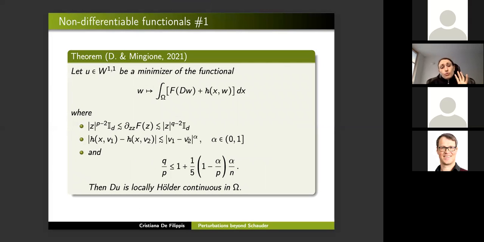So let's see if we can provide a non-differentiable counterpart of this result. I have F verifying p,q non-uniform ellipticity. And this was the very same result that I presented before, when the oscillation of the lower order term can be measured just by the distance of V1 and V2. In this case, we already said that the gradient is locally Hölder continuous.